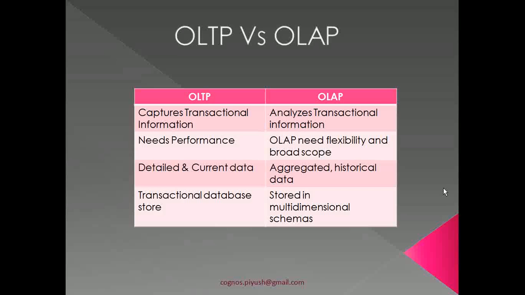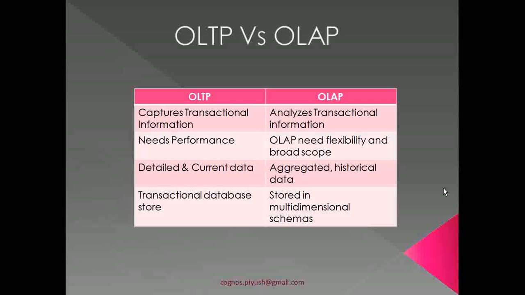Now let us see the comparison between OLTP versus OLAP. OLTP, the online transaction processing, captures the transaction information necessary to run their business operation. But OLAP, the online analytical processing, on the other hand, analyzes the transactional information at the aggregated level to improve the decision making process.